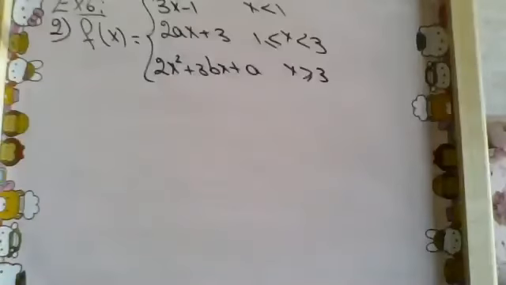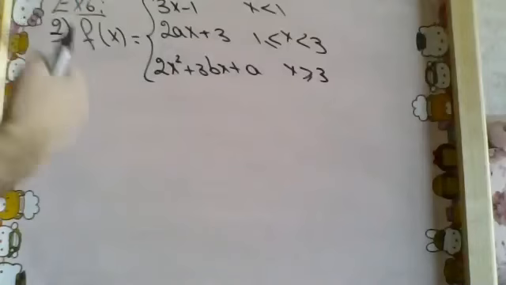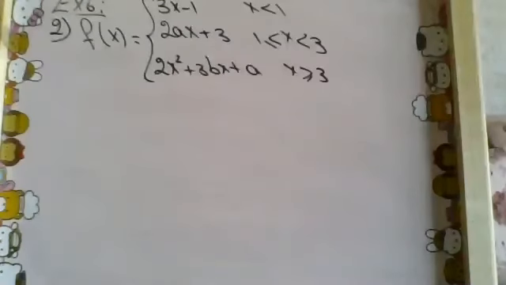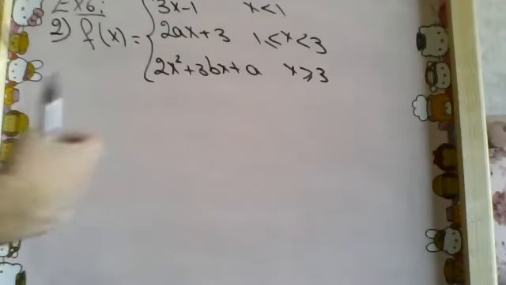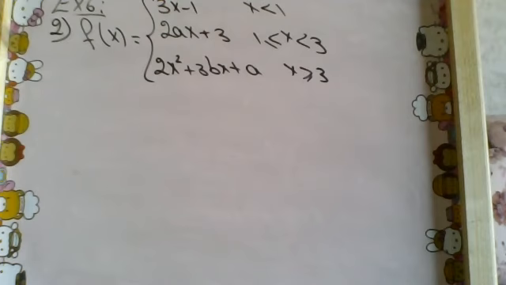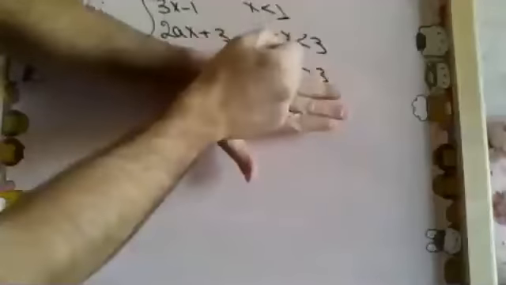Back to this. You have to find values of a and b that make the function continuous everywhere. So here you have to study the continuity of f at which two numbers? At 1 and 3. F is continuous at 1.